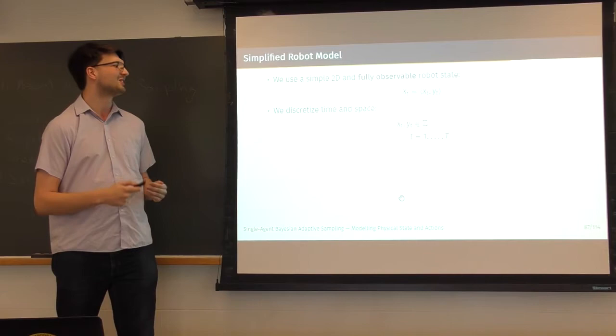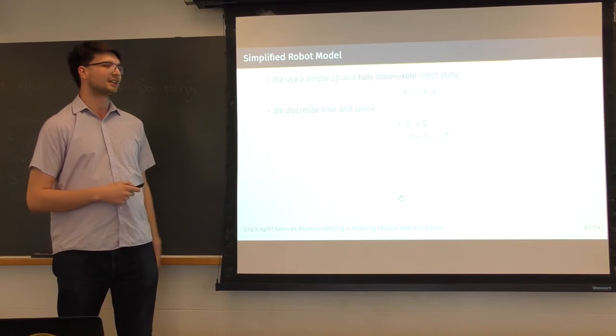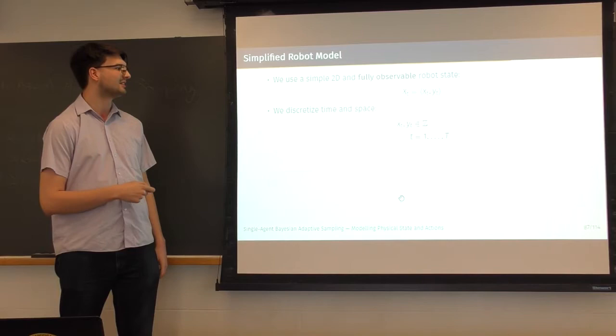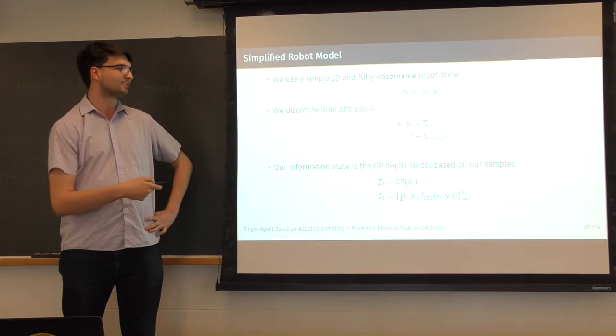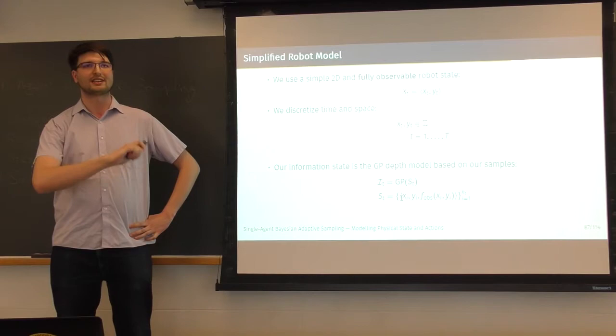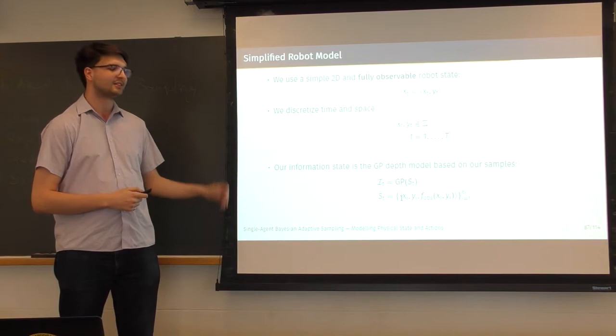There's not really anything inherent about the algorithm, and we will give hints later on as to how you'd extend this to a continuous time and space model, but for pedagogical reasons, I'll keep it to a 2D grid and discrete time. And we're just going to continue with Rajat's model of the information state being represented by this Gaussian process depth model. In particular, like Rajat presented in his last slide, we're going to fix any hyperparameters to particular values. So for example, the alpha in UCB, we're just going to pick a value for alpha and stick with that.